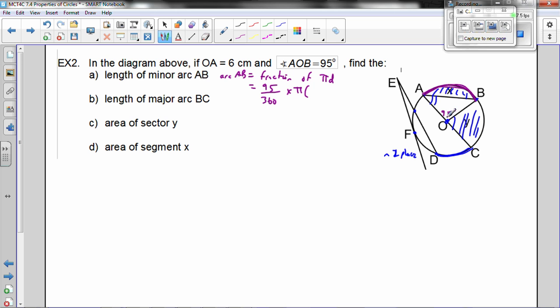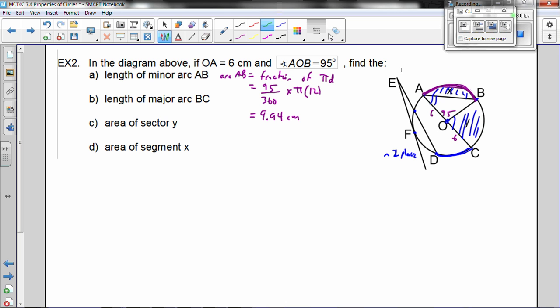Now, how long is the diameter? It says that's 6, so the diameter must be 12. And then I can bash that into a calculator, and I get 9.94 centimeters. That's 9.94 centimeters long.